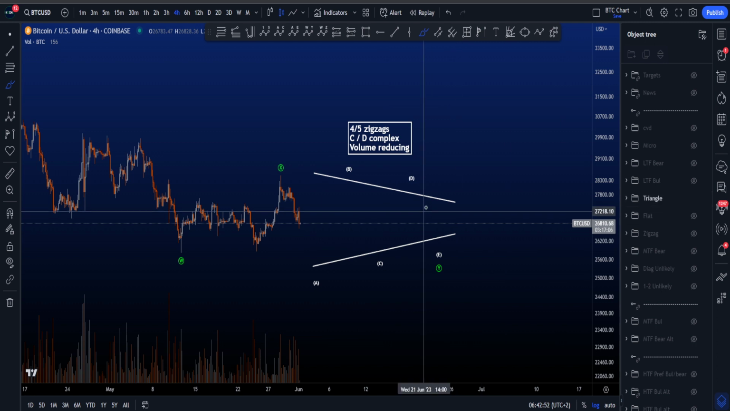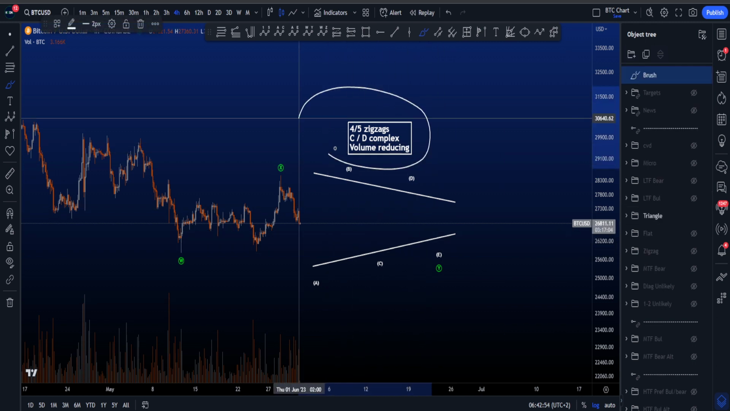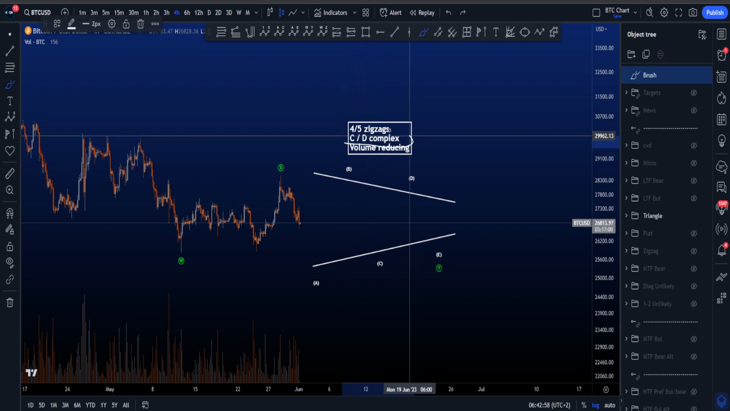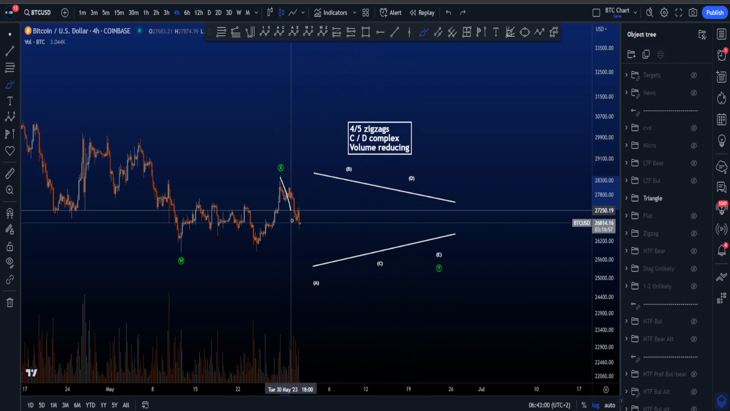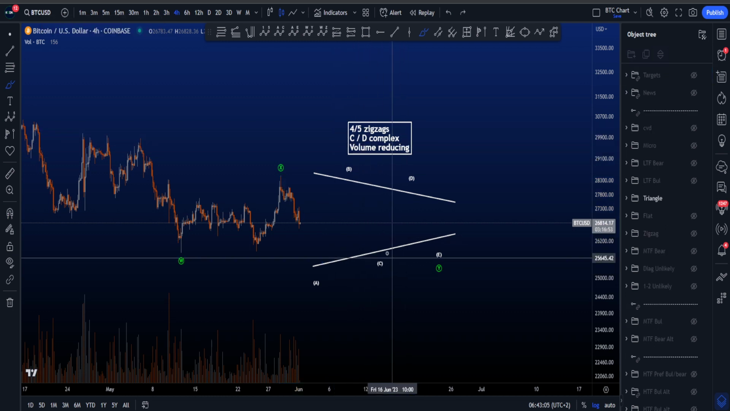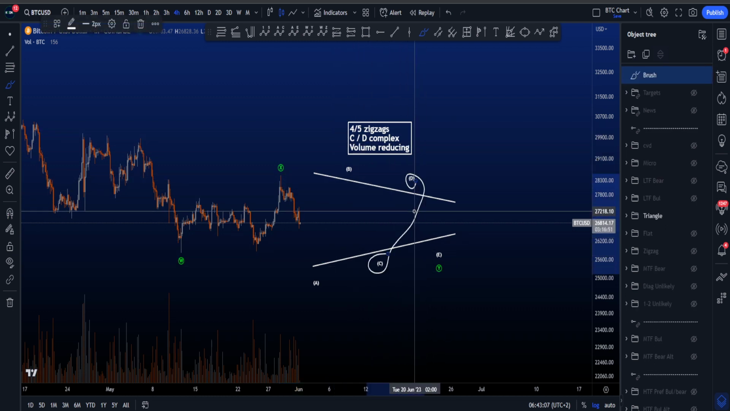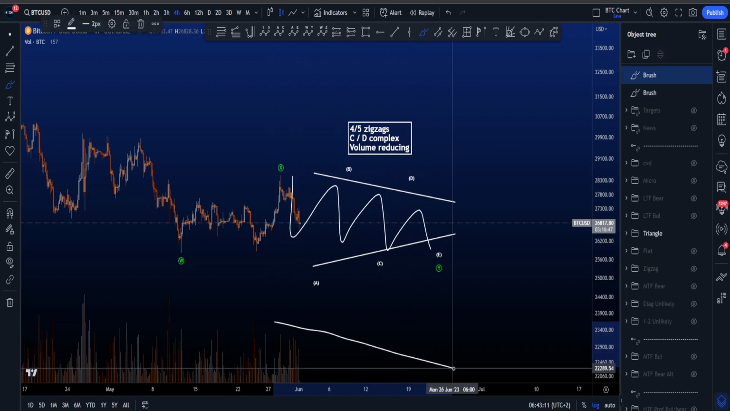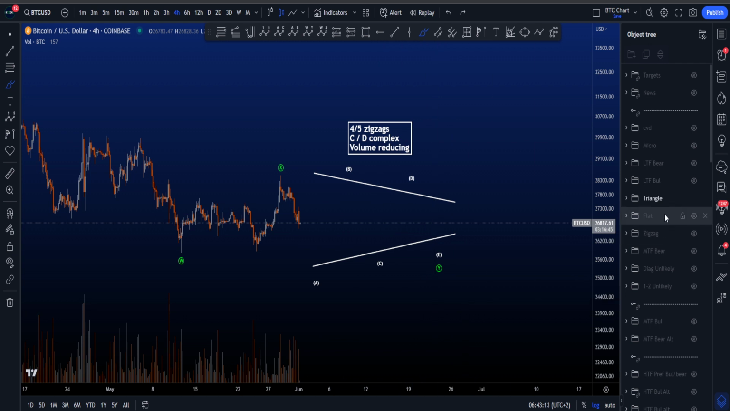And then finally a potential triangle, where a couple of rules that are important is 4 out of the 5 waves have to be zigzags. Then if one of them is not a zigzag, so a zigzag 535 move, it's usually wave C or wave D that is more complex, and you want to see the volume throughout this triangle reducing as well. So that's something to keep in mind.